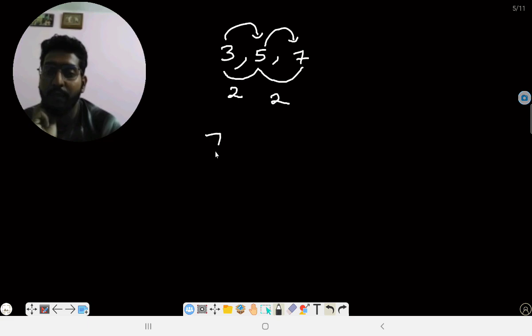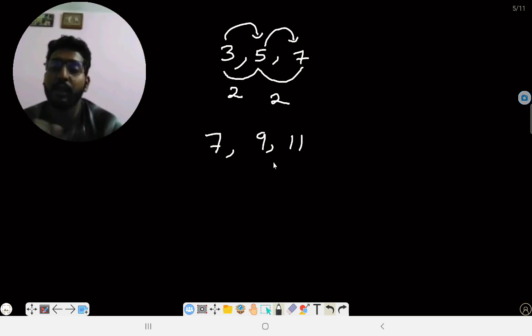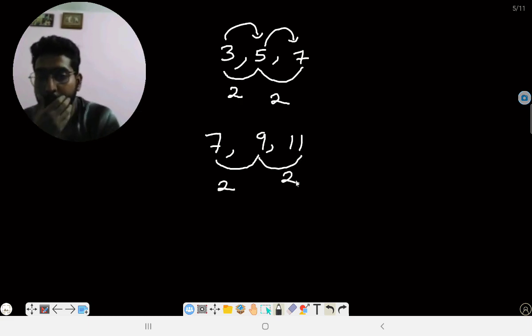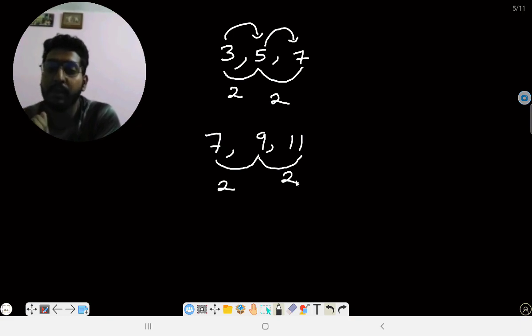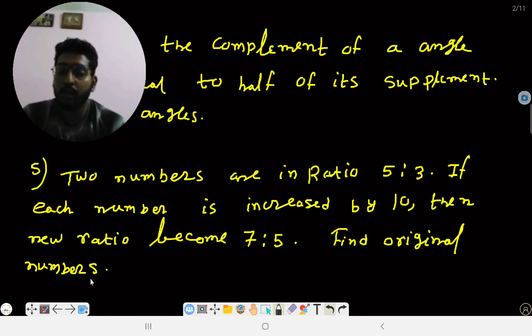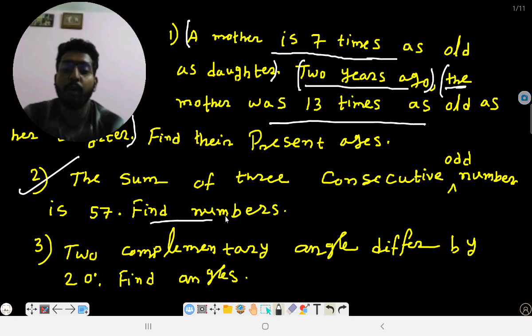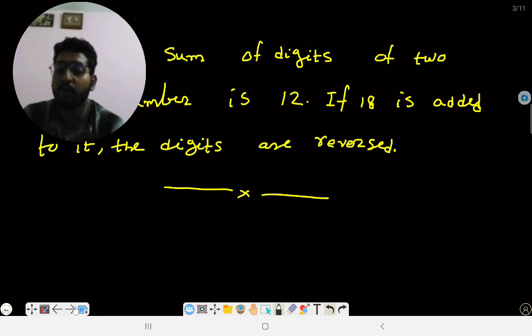Again, for example, 7, 9, 11 are consecutive odd numbers, because after 7 the next odd number is 9, and after 9 the next odd number is 11. Now 7 to 9, the gap is 2, and 9 to 11, the gap is 2. So between two consecutive odd numbers, the gap is 2. Now look at the question: sum of 3 consecutive odd numbers is 57. That means there are 3 consecutive odd numbers, and we don't know the first odd number.